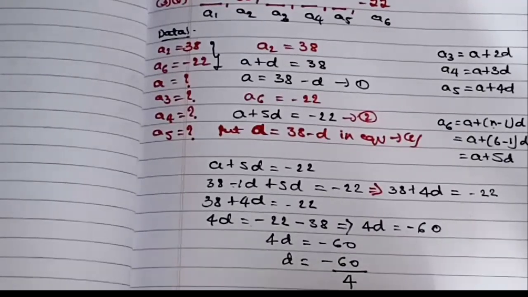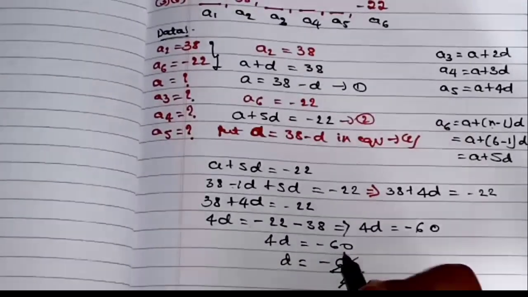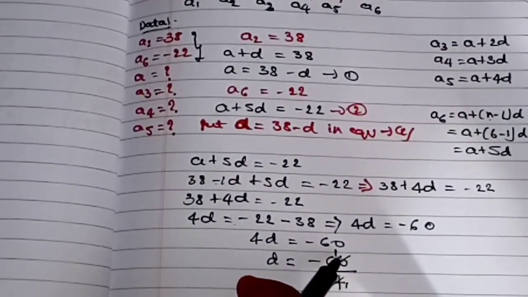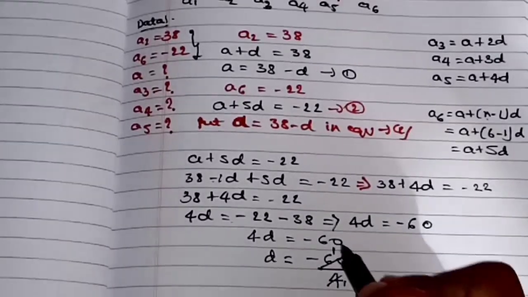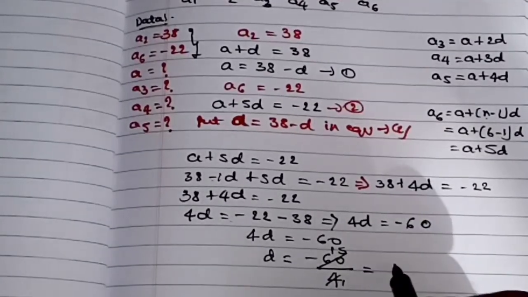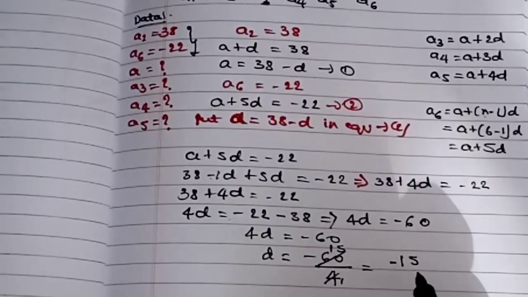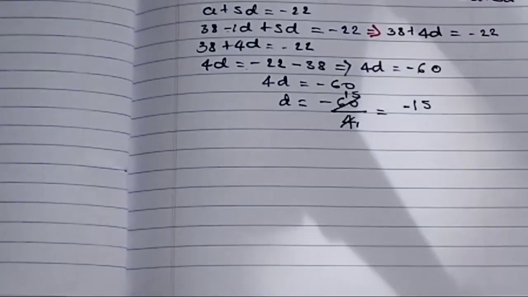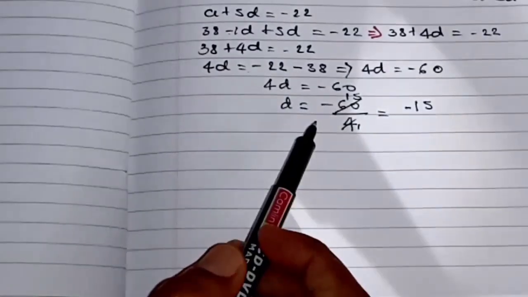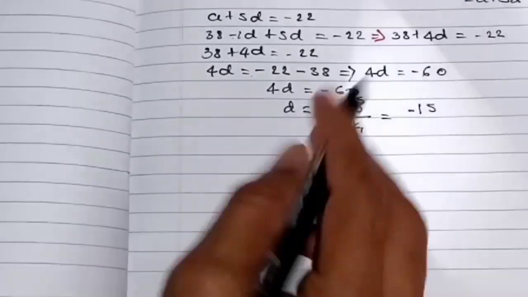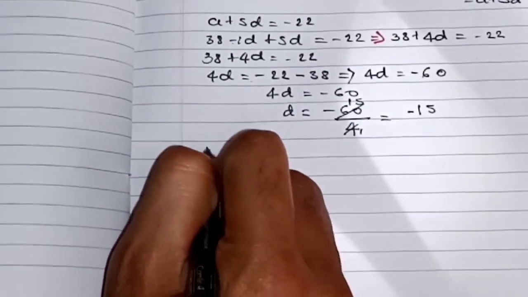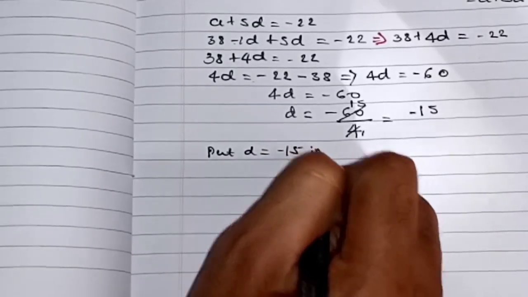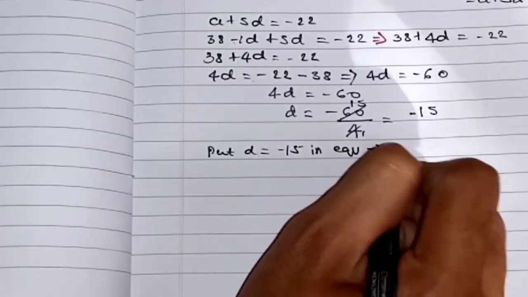So now divide, 4 1s are 4, the remaining is 2, so now it will become 20. So 4 5s are 20, so therefore the common difference will be minus 15. Okay, nothing but d is minus 15. So now we got the d value. Now just apply this d value in equation number 1. So put d is equal to minus 15 in equation number 1.